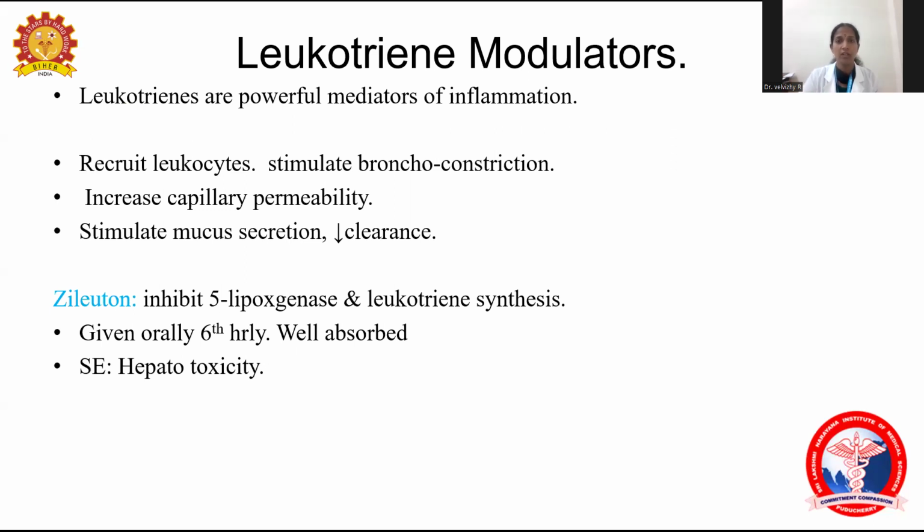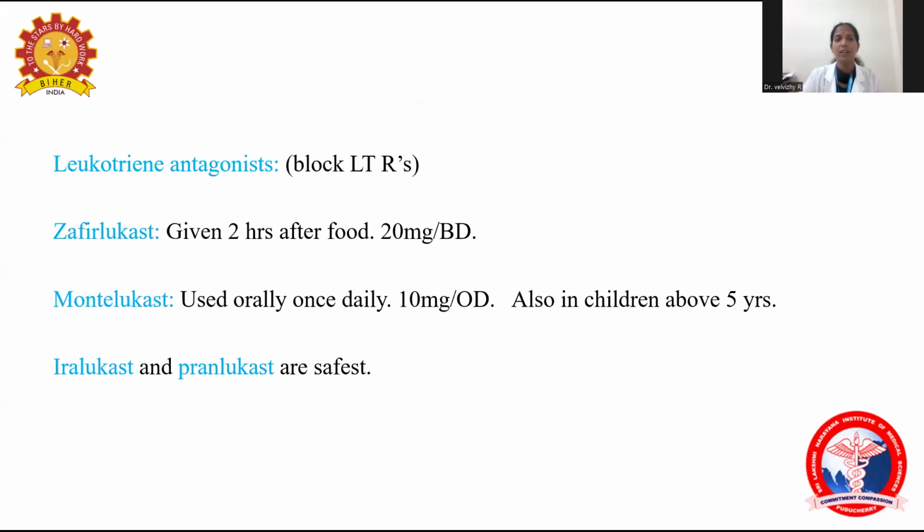The next group, a safer group of drugs in leukotriene modulators, is leukotriene receptor antagonists. This group of drugs will not block the synthesis, but it will block the receptor. So whatever leukotriene is synthesized will not bind with its receptor. If it binds with the receptor, only then will it produce the action. If the receptor is blocked, then the leukotriene action will not be seen. Here we have different drugs like zafirlukast, montelukast, iralukast and pranlukast. Among these, montelukast is the most commonly used drug, 10 milligram OD. But the main thing is it is always used in children above 5 years.